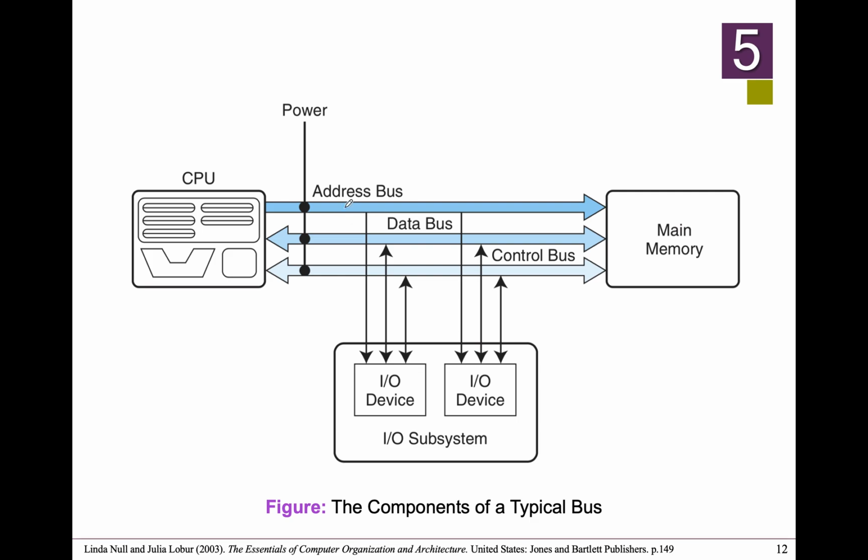Now you can see you have the input-output subsystem, connected with each other. You can see your data bus is interconnected, and the same goes for your control bus. But the address bus is only one way, to your input-output device or your input-output subsystem.